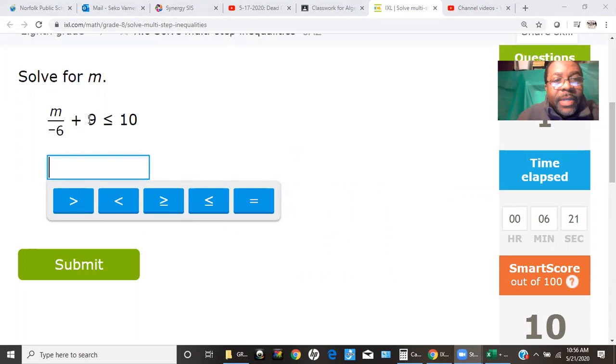M over -6 plus 9 is less than or equal to 10. Remember the mouth of the inequality, if this was a Pac-Man, our Pac-Woman, our Pac-person here, the mouth is going towards the 10. That lets me know that this side is less than and this side is greater. So M over -6 plus 9 is less than or equal to 10.